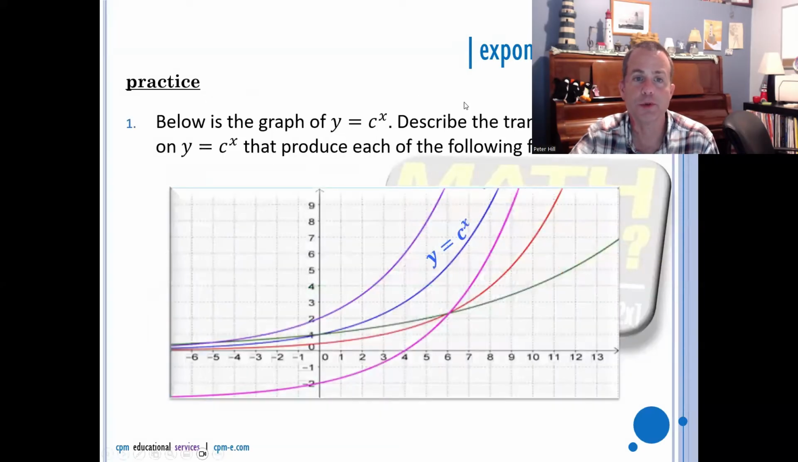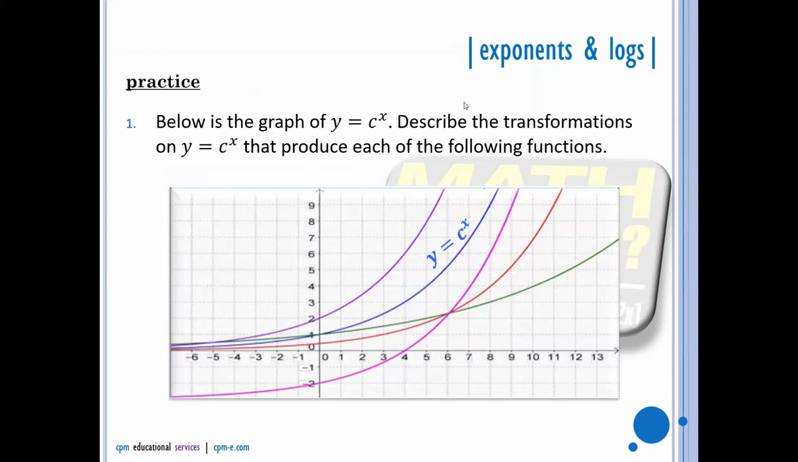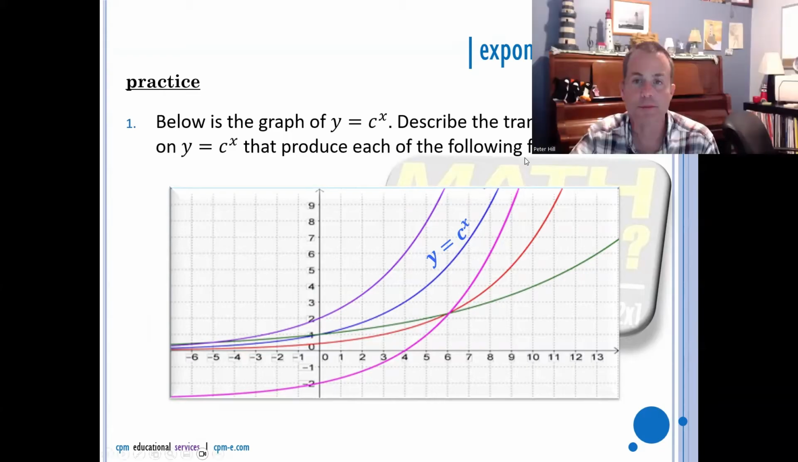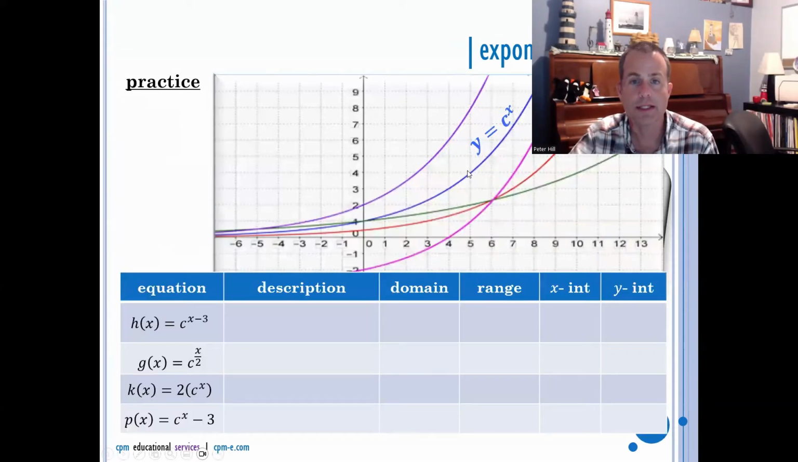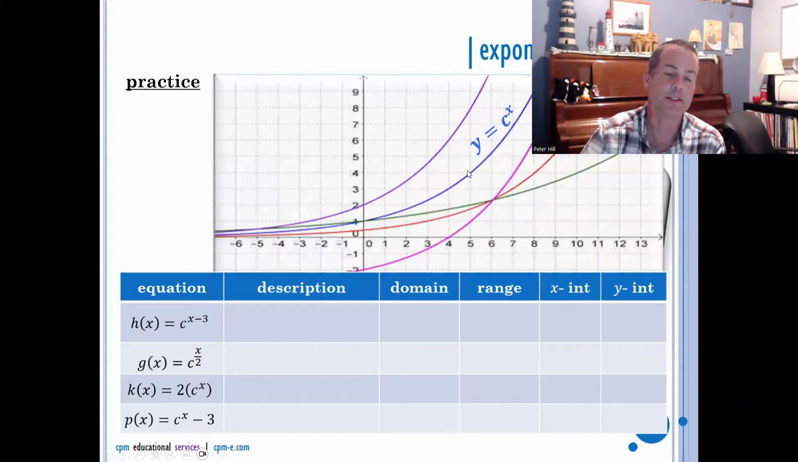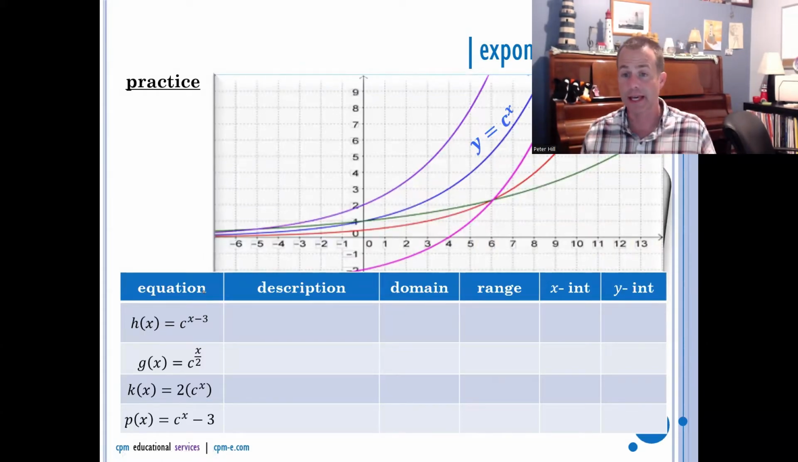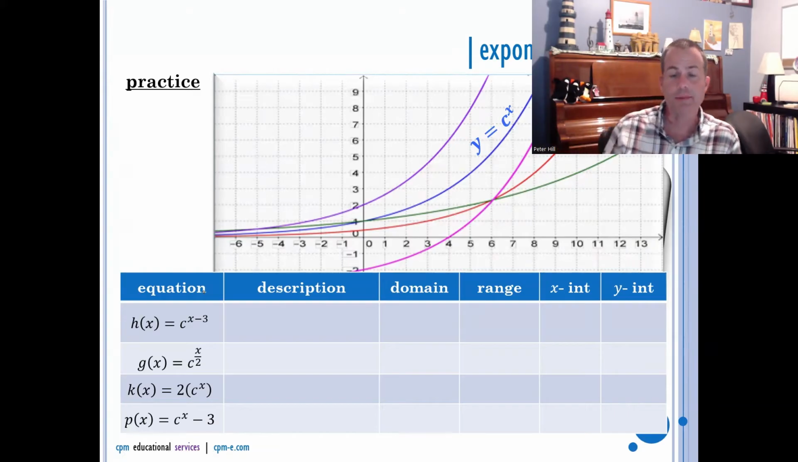Awesome. Okay, so below is the graph of y equals c to the x. That is the blue graph that you see right here, y equals c to the x. Describe the transformations on y equals c to the x that produce each of the following functions. Okay, so in this first one, h of x is c to the x minus 3. Well, what have I done? I've replaced x with x minus 3. That means I've done a horizontal translation 3 units to the right.